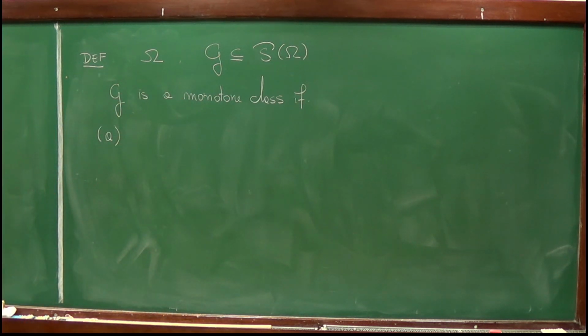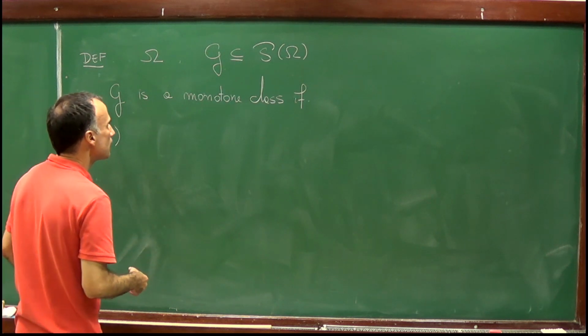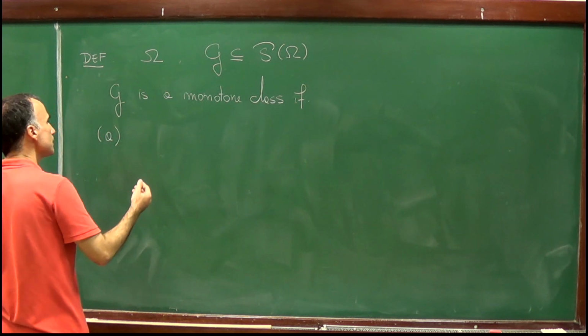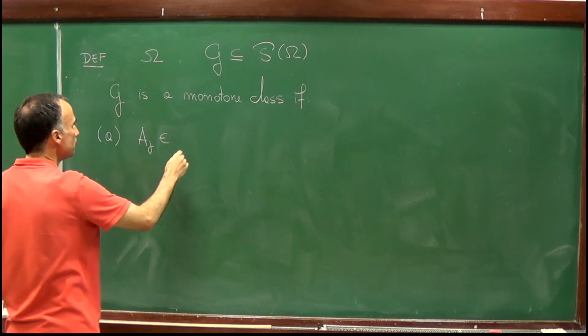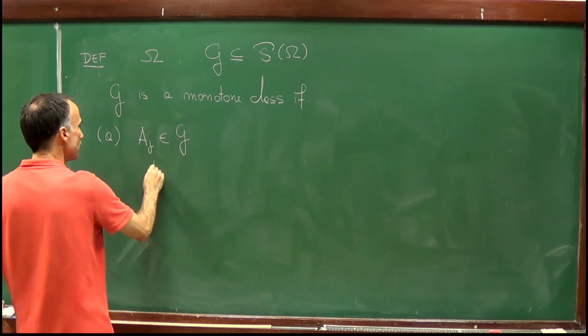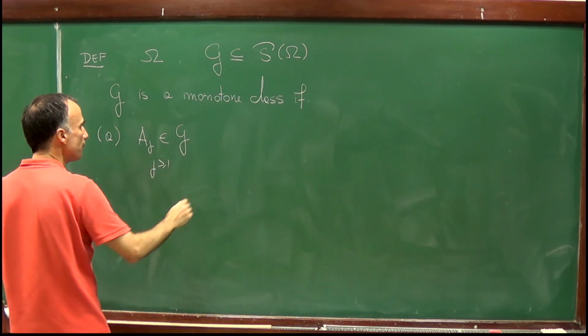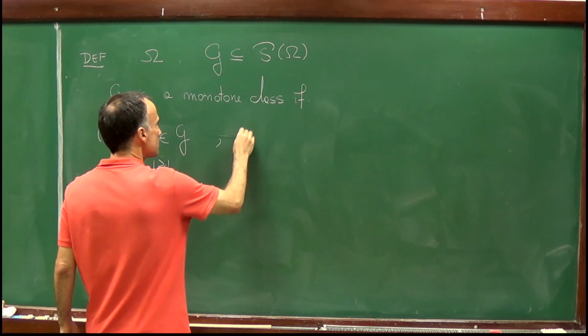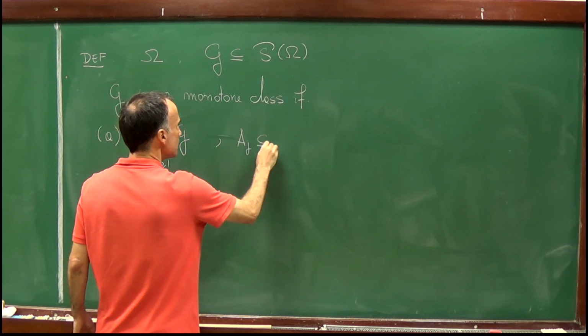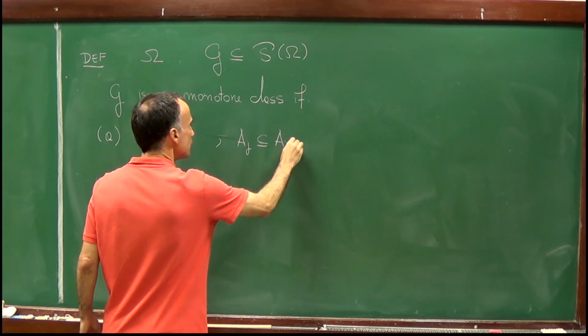It should be closed by increasing limits, in the sense that, assume that Aj belongs to G for j greater or equal than 1. Assume that this sequence is an increasing sequence, so that Aj is contained in Aj plus 1.